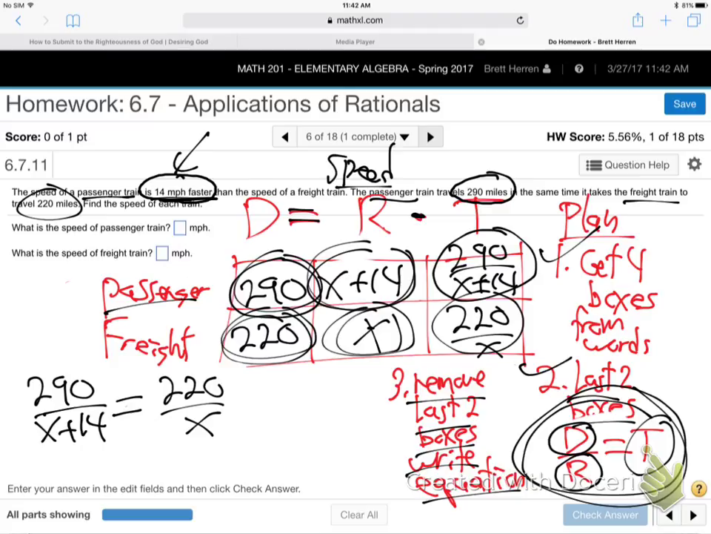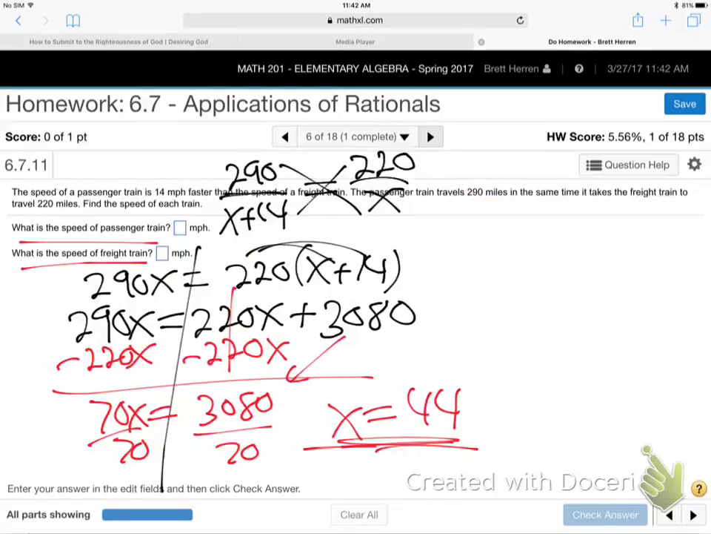X plus 14. Say same time. There it is. They're just saying it. Same time. Everybody okay with that? Can I move on? Everybody got that copied? All right.